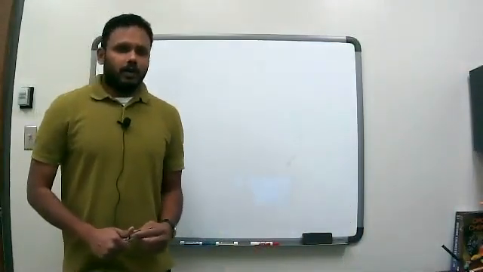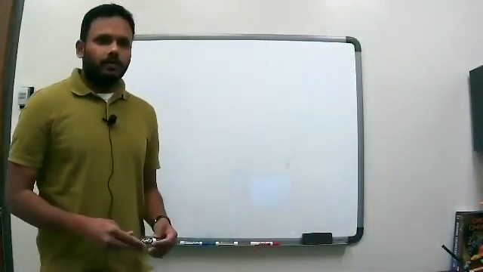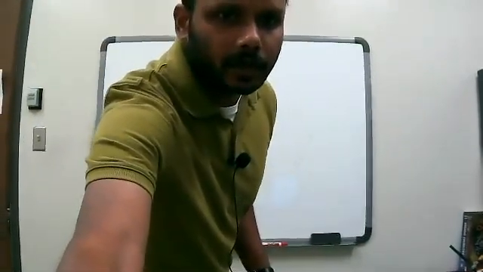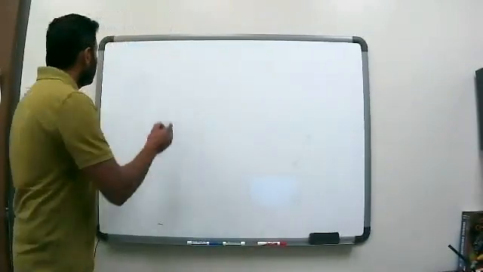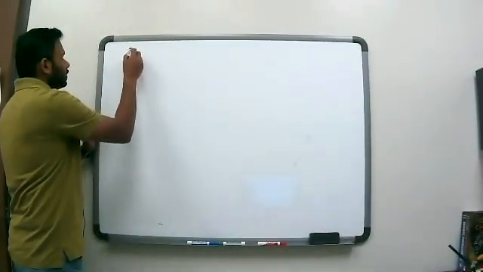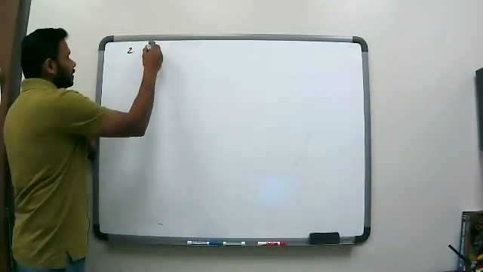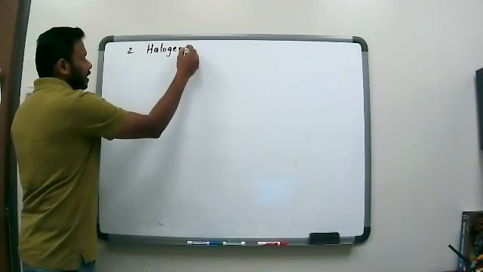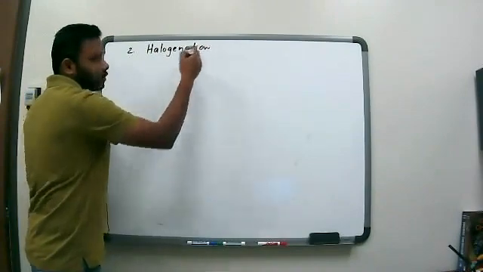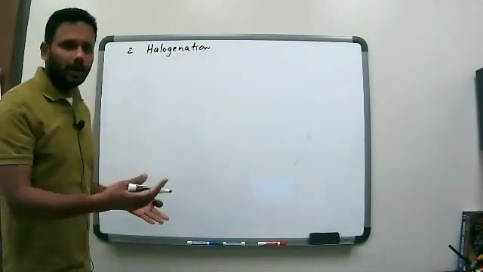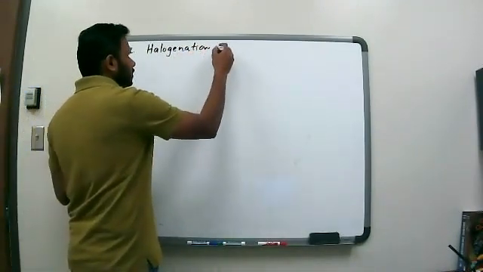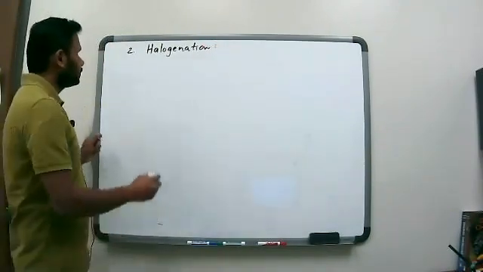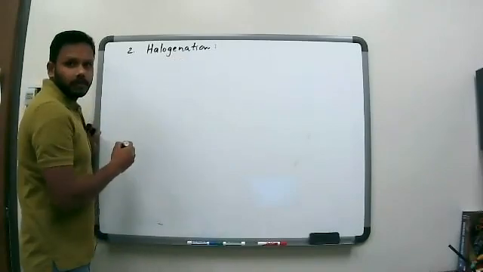Hello everyone. So in this video here, we will discuss another reaction of alkenes. Specifically, the reaction that we're going to be discussing here is the halogenation of alkenes. And then we will extend it to alkynes as well. So halogenation. Okay, that's the reaction that we're going to talk about. Now, what happens in this reaction?